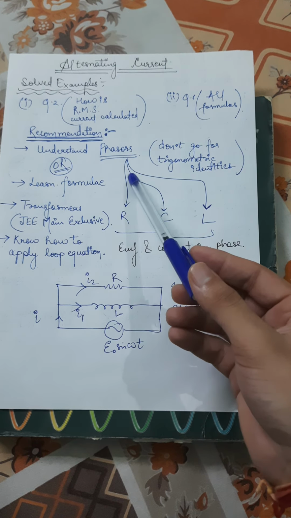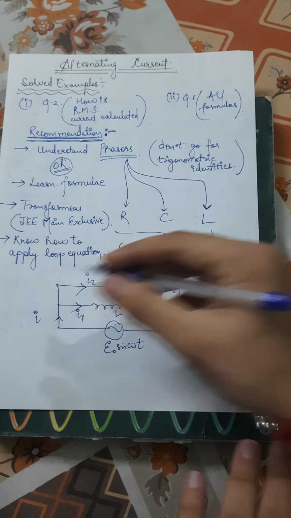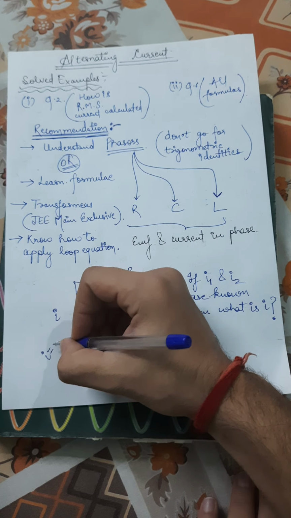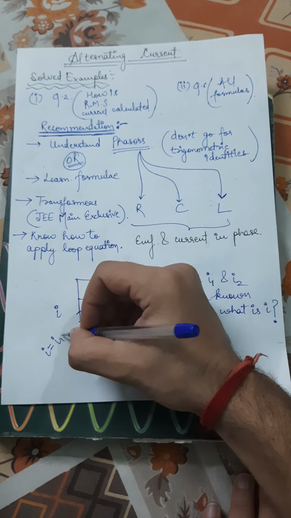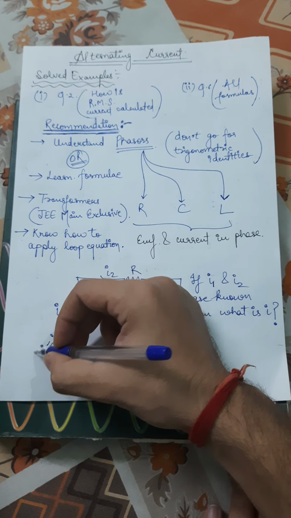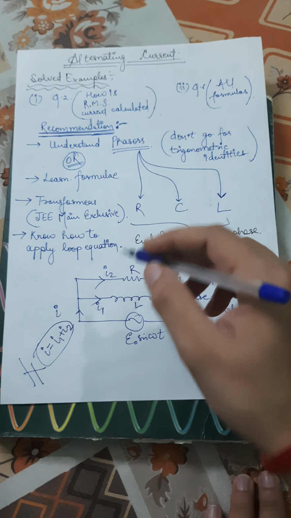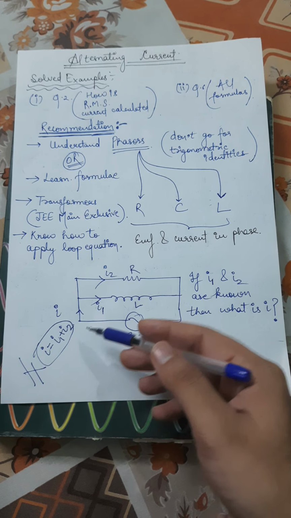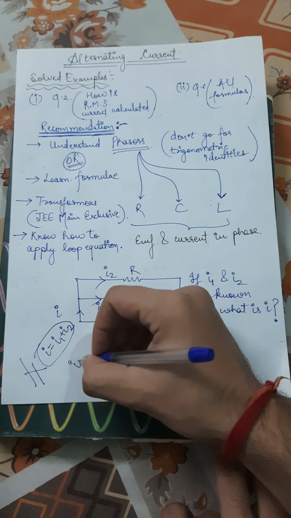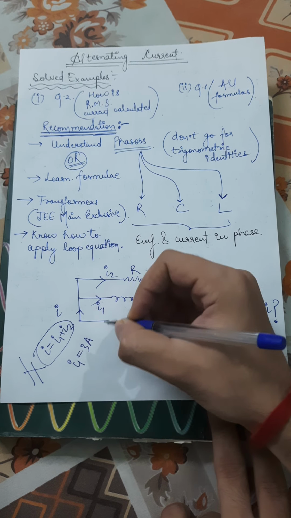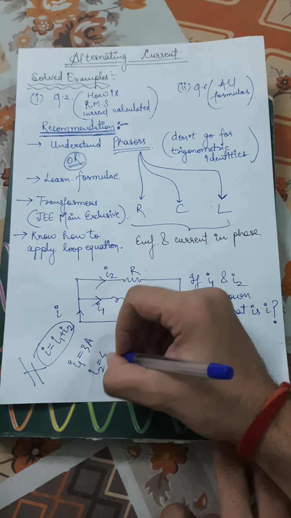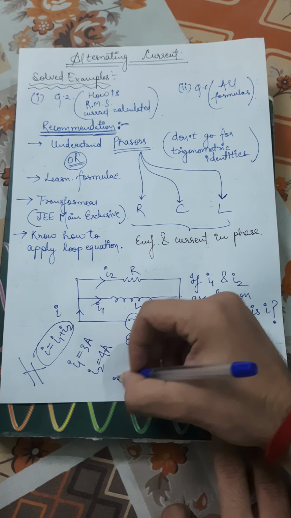See, if you don't understand phasors, then you will write I is equal to I1 plus I2 if you go by the normal current electricity formula, but that is not the case. If you understand it, then do mention in the comment section what is I equal to. For example, if I1 equal to 3 ampere and I2 equal to 4 ampere, then do mention in the comment section what is the value of I.